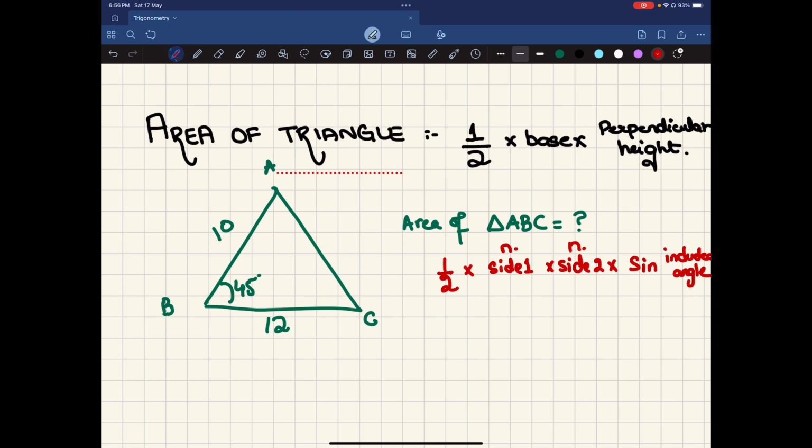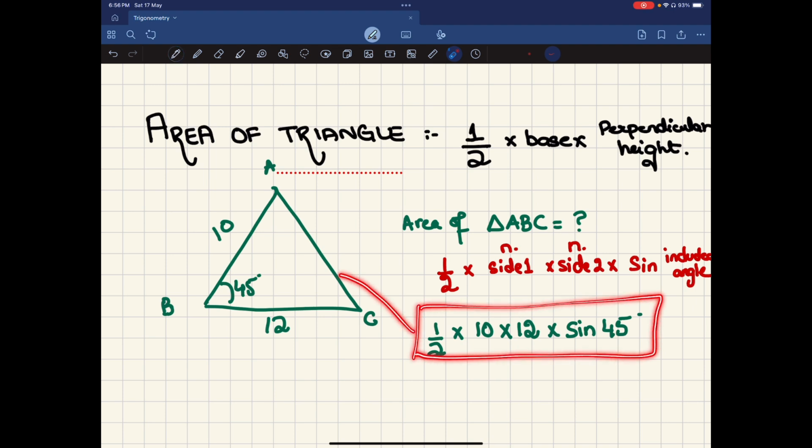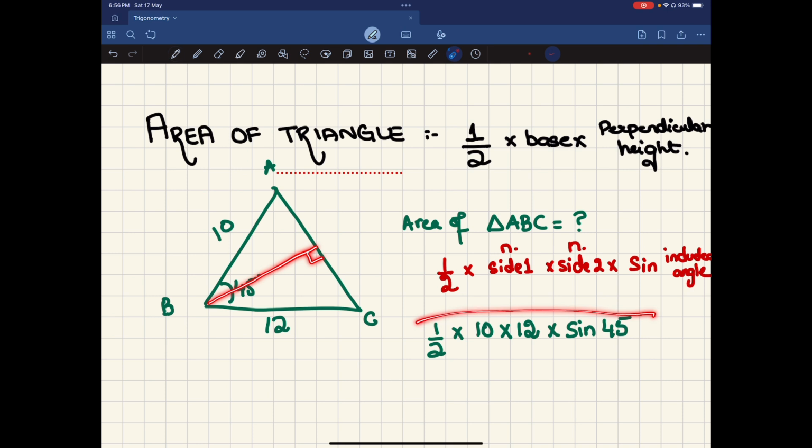So which is side 1? AB or BC? You can take any. Let's plug in the values. So it's going to be half into side 1 is 10 into side 2 is 12 into sine of 45. This is going to give you the answer for this question where you had to calculate the area of triangle ABC. Had the perpendicular height been given, the answer to this expression and this one would be the same.